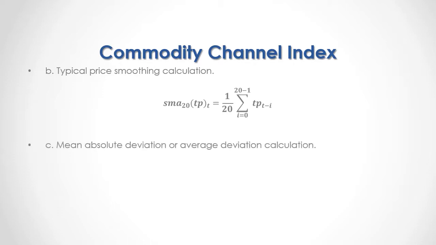C. Mean absolute deviation or average deviation calculation. As a formula, current period 20 days average deviation of typical prices is equal to 1 divided by 20 multiplied by the sum from the 0th to the 20 minus 1 observation of the absolute value of previous periods' typical prices up to current period minus the corresponding 20 days current period's rolling arithmetic mean of typical prices.